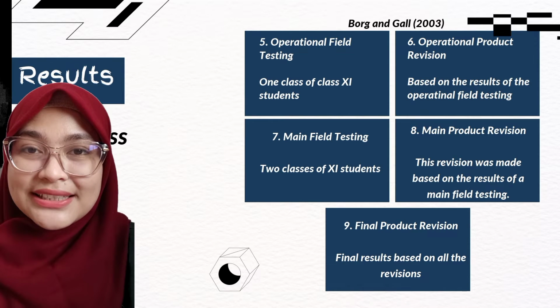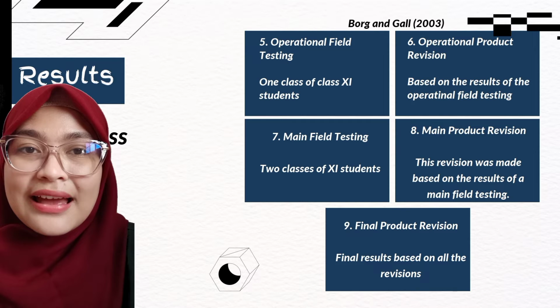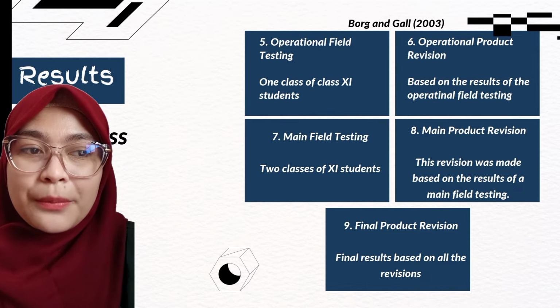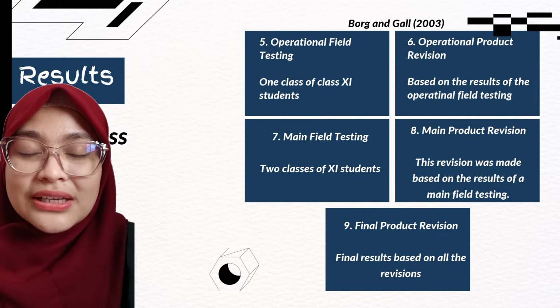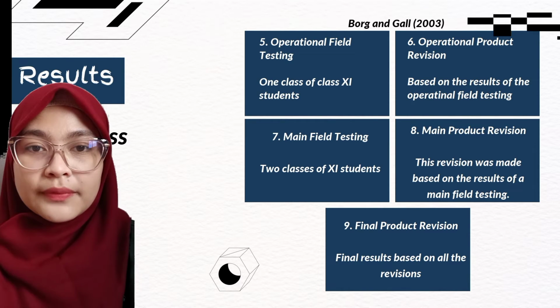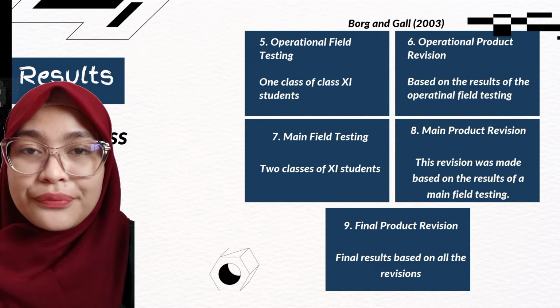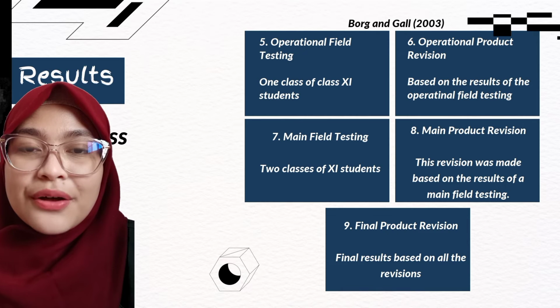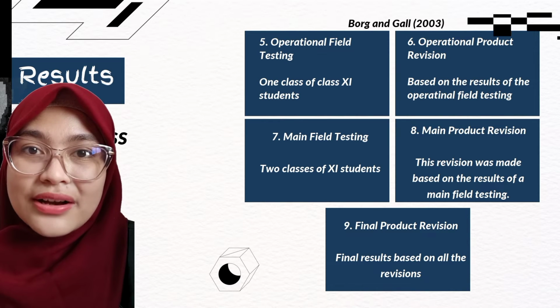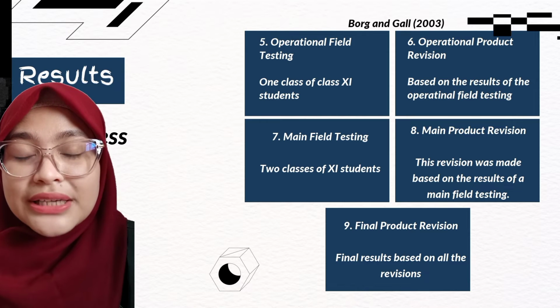7. Main field testing consists of 55 students. 8. Main product revision based on the main field testing. The revisions are ease of questions and completeness of the materials. And the last, final product revisions, the final result based on all the revisions. Researchers carried out 9 stages because of the limited time.